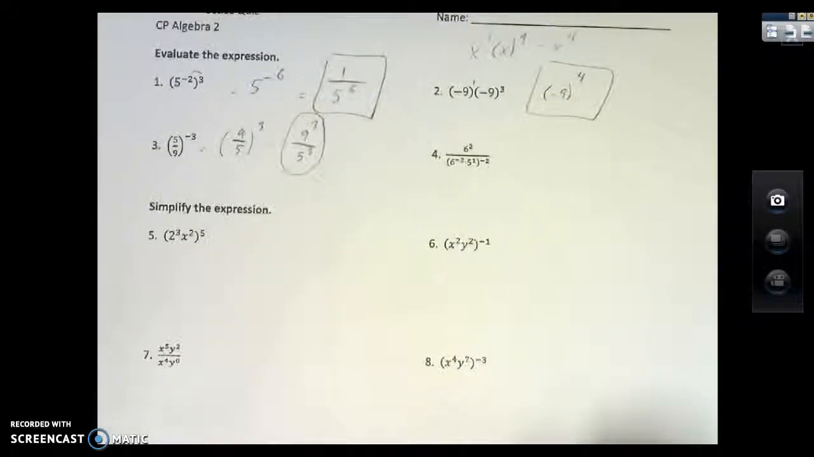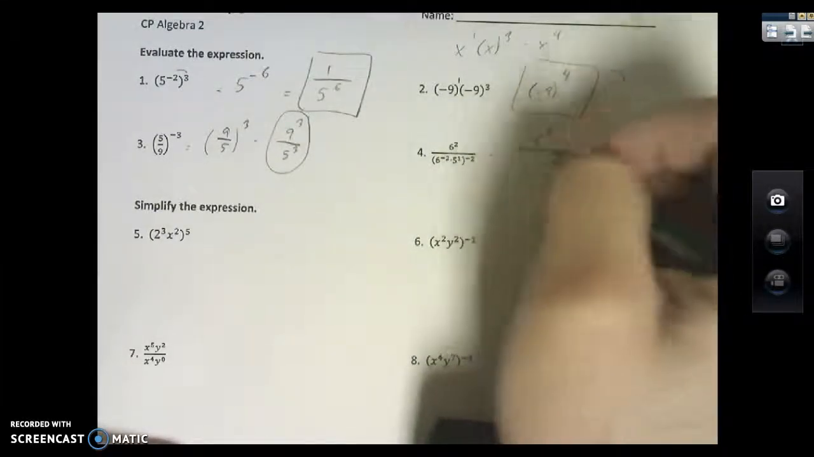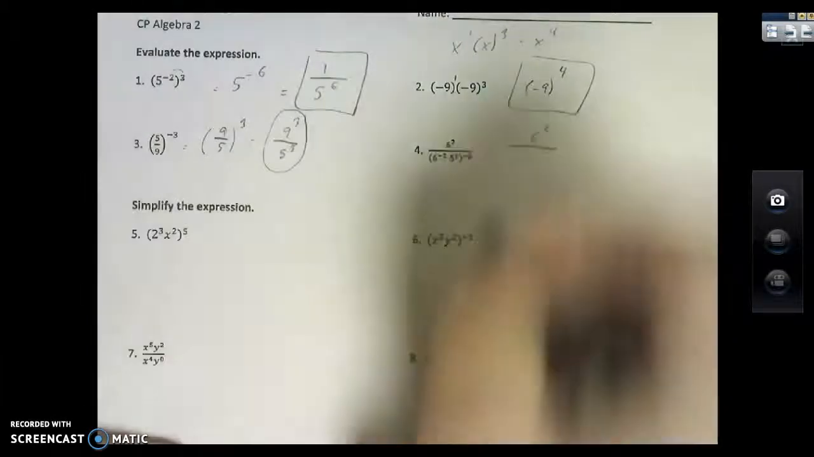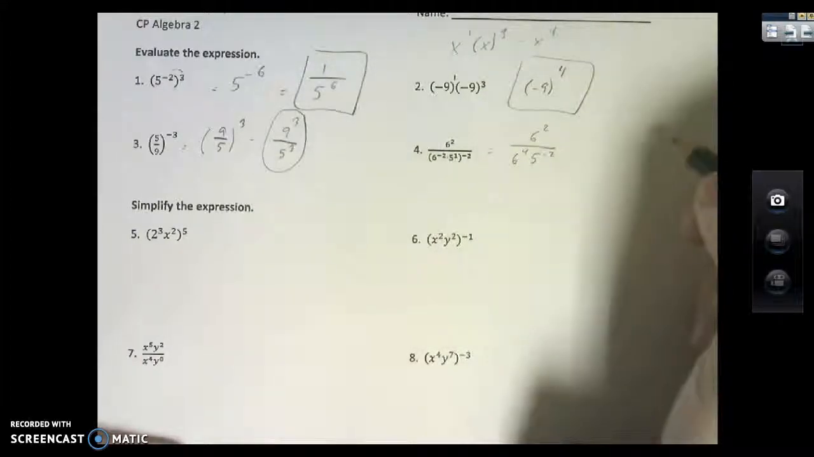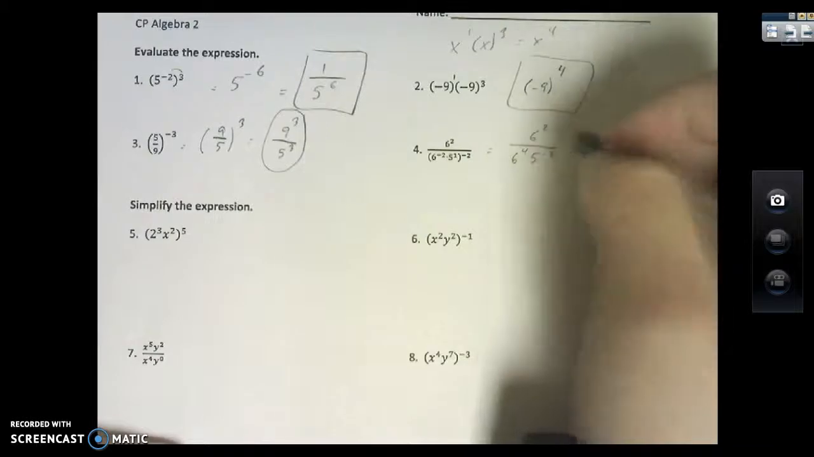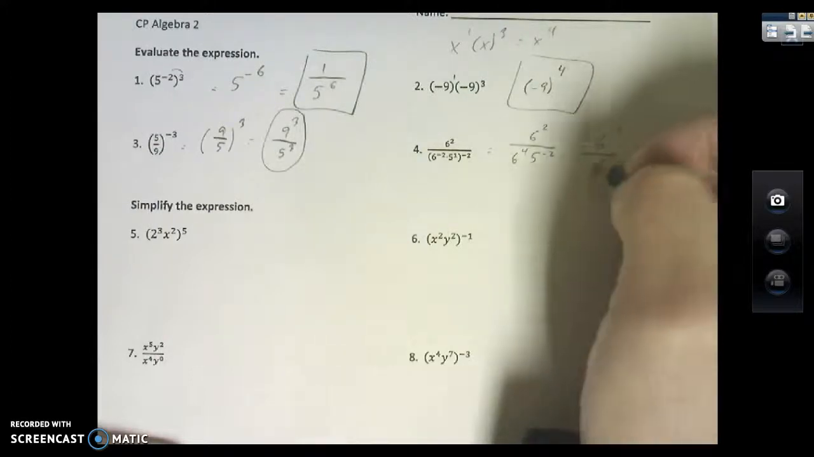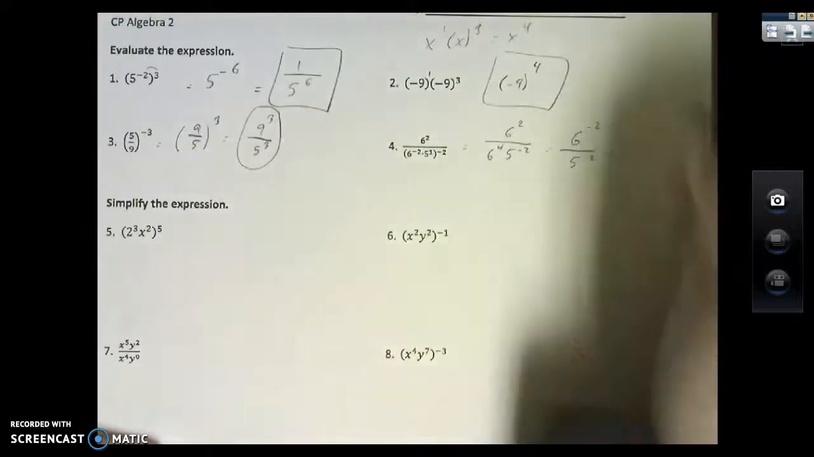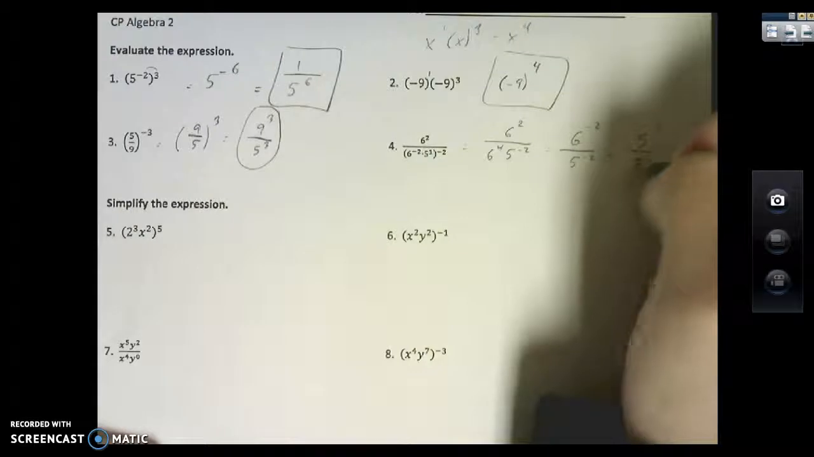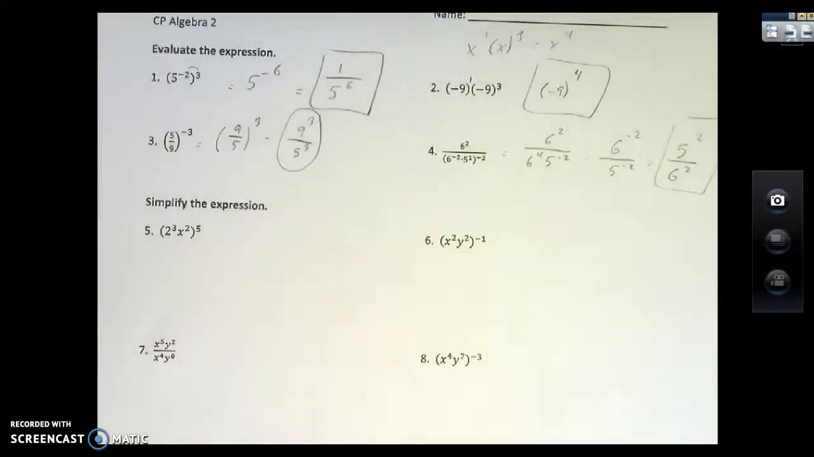And lastly, number 4. At the top, you have 6 squared. On the bottom, you can distribute that negative 2 in and get 6 to the fourth times 5 to the negative 2. All right, I'm going to clean this up now. You take top minus bottom: 2 minus 4 is negative 2, over 5 to the negative 2. And then my last step is to make both positive, so I'm going to flip them both: 5 squared on top, 6 squared on the bottom. There we go.